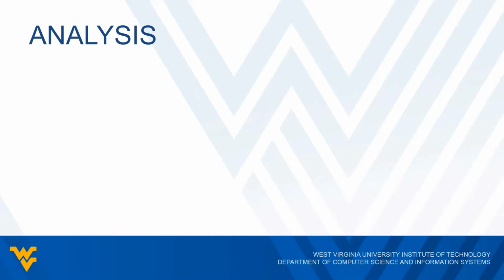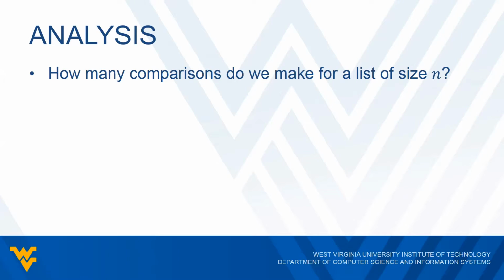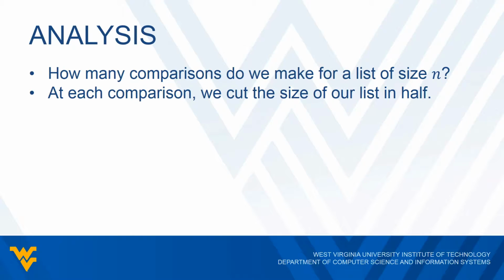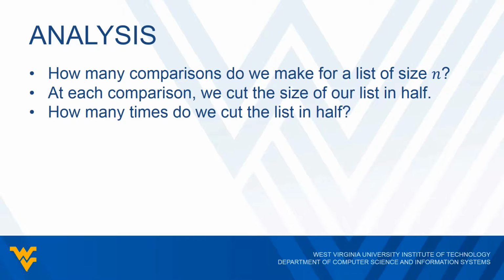So now let's analyze the binary search algorithm. We need to ask ourselves, how many comparisons do we make in this list? Well, it's not n, because otherwise we'd be looking at every single item in the list. We're not doing that. Instead, every time we do a comparison, we're going to cut the size of our list pretty much in half. So the question then is, how many times do we actually cut the list in half?